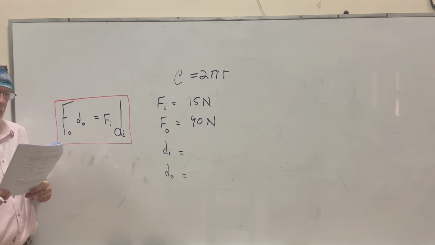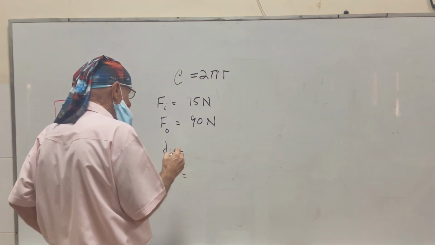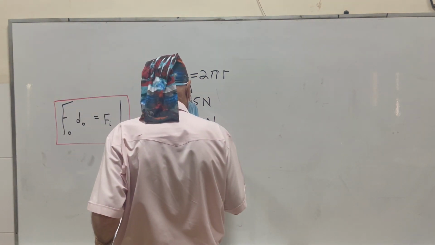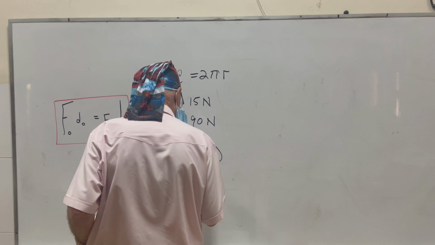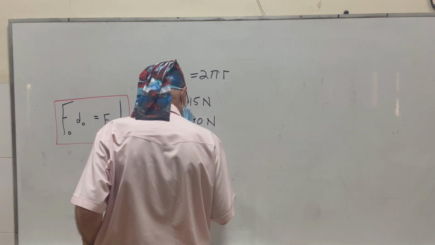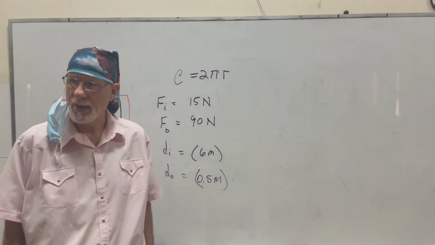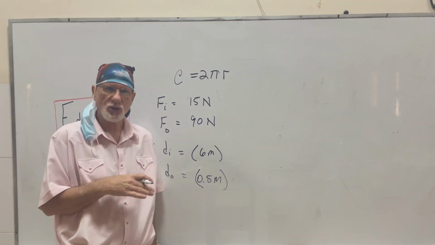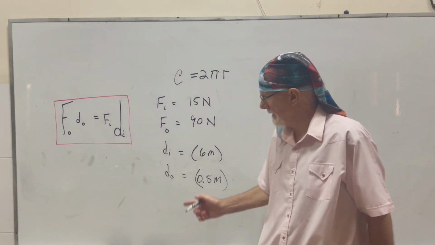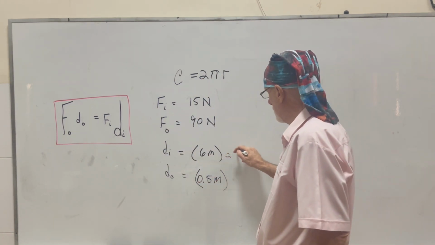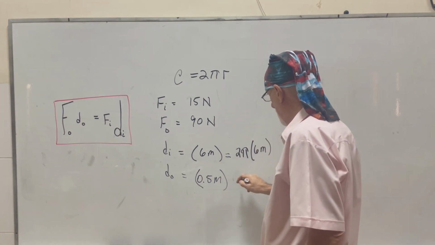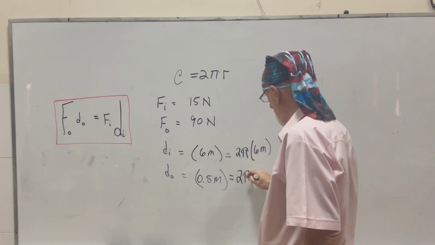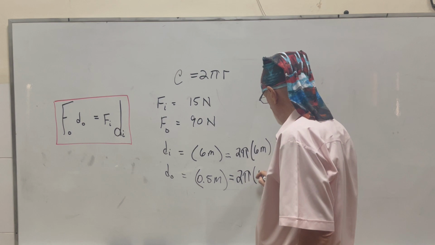Yes? And then it says, this is 6 meters, and this is 0.5 meters, correct? That's not the DO and DI, that's just the radius, correct? So what is the actual distance? What is 2 pi, and it's 6 meters? And this is 2 pi, and this is 0.5 meters.